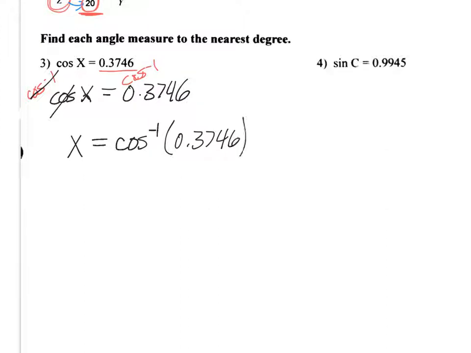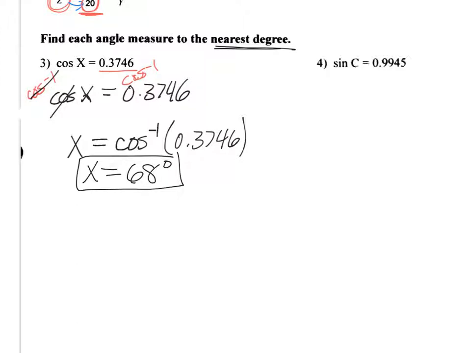So how do I do that? If you go back to your calculator, you find cosine, and right above it in different color letters, you'll see inverse cosine, this right here. So all I do is press second, cosine button, type in my decimal 0.3746, close my parentheses and press enter, and I end up with x is 68. Now it says to the nearest degree, so it's 68.0, so that is 68 degrees.